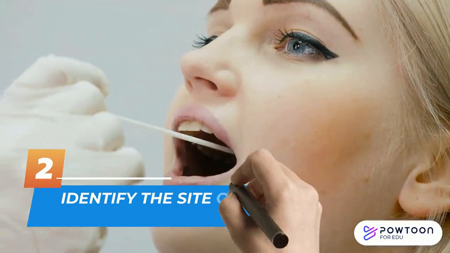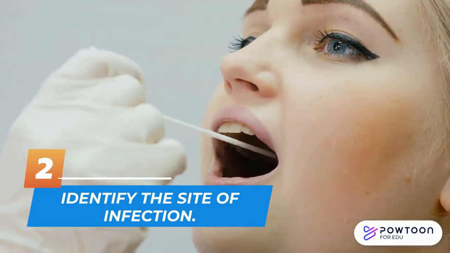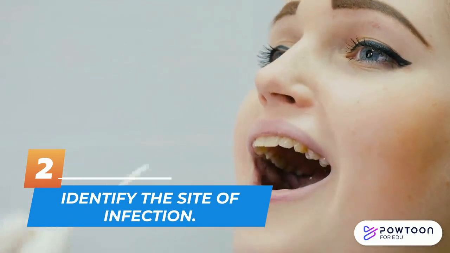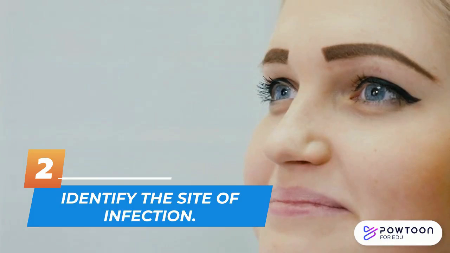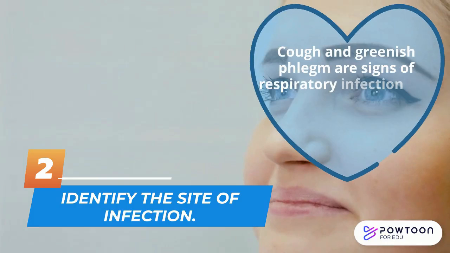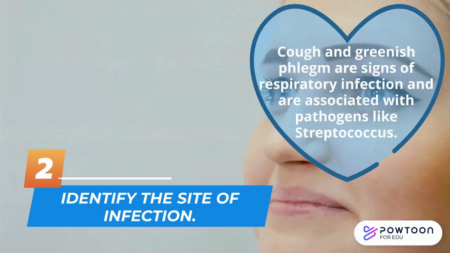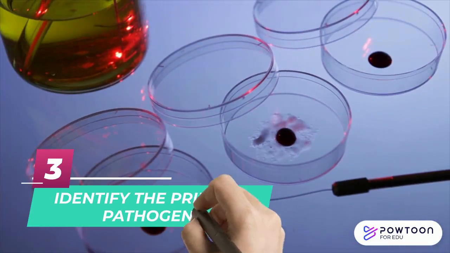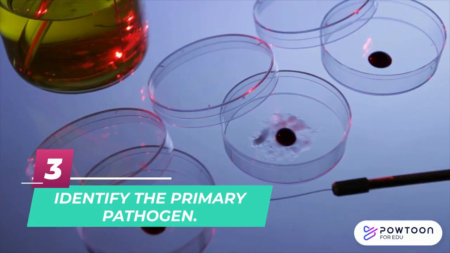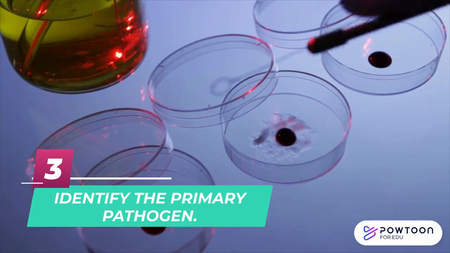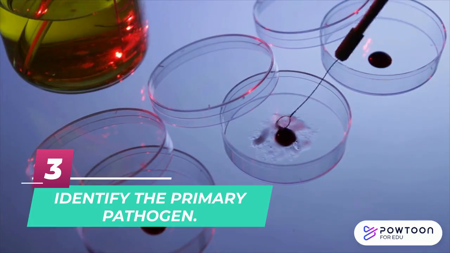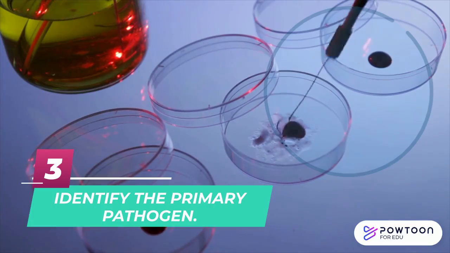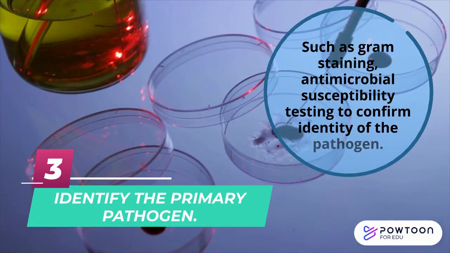Second is to identify the site of an infection. There are places in our body where some pathogens are known to thrive. Therefore, we can use these sites to manage the infection. Third is to identify the primary pathogen. Once we identify the site of infection, we can get a sample of the suspected pathogen and send it to the laboratory for tests to confirm the identity of the pathogen causing the disease.